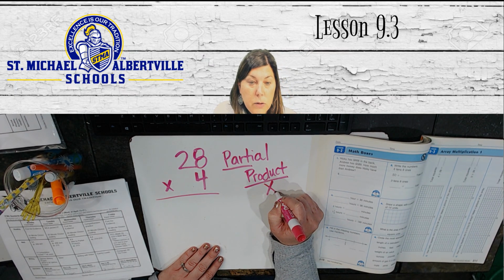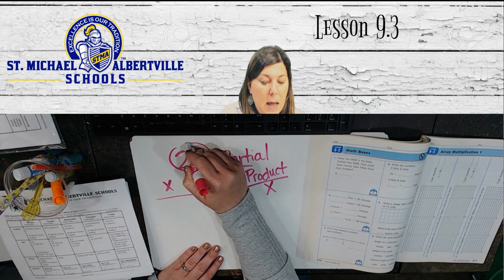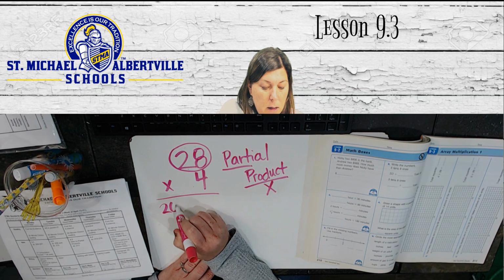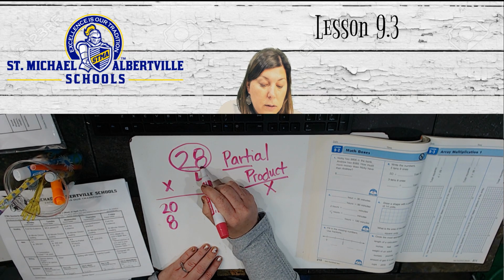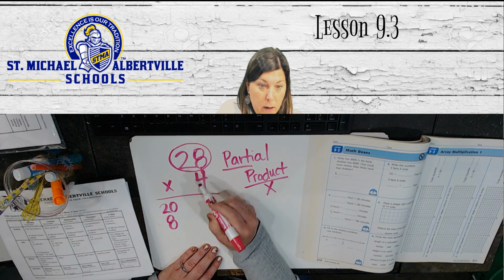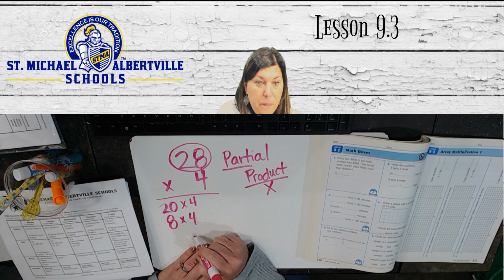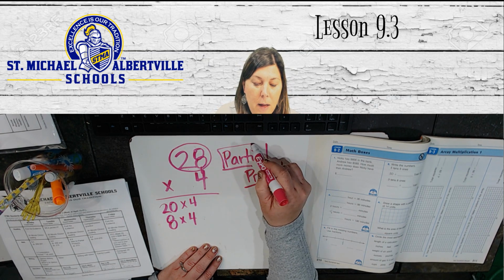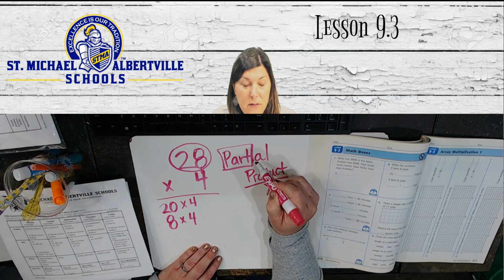So what we're going to do is take 28 apart. If I think of just 28, I know that there are 2 tens, which makes 20, and 8 ones. And each of those are going to get multiplied by 4. 20 times 4, 8 times 4. Now, I can do those problems when I take them apart. I get partial of the answer. I get part of the answer.